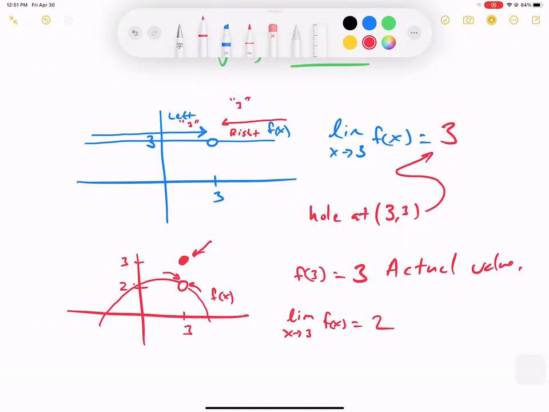A limit exists when both the left hand and the right hand side, both witnesses, agree that they're the same number. That the left side says 2, the right side says 2. It looks like 2. But is it really 2? I don't care what it is. I care about what it looks like.